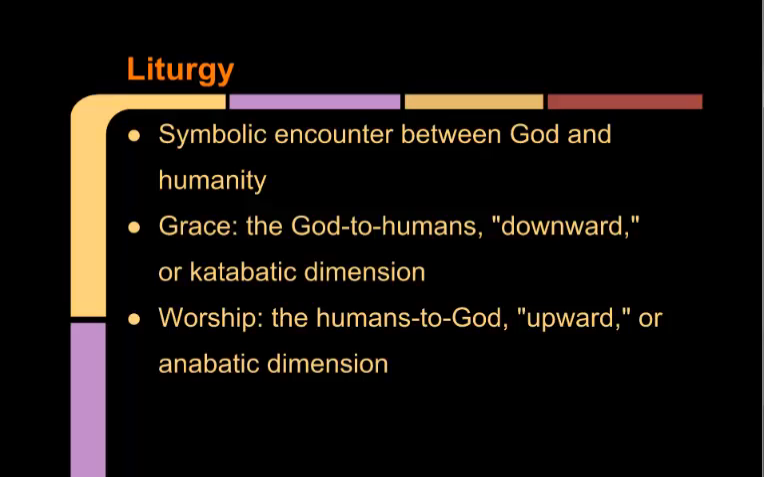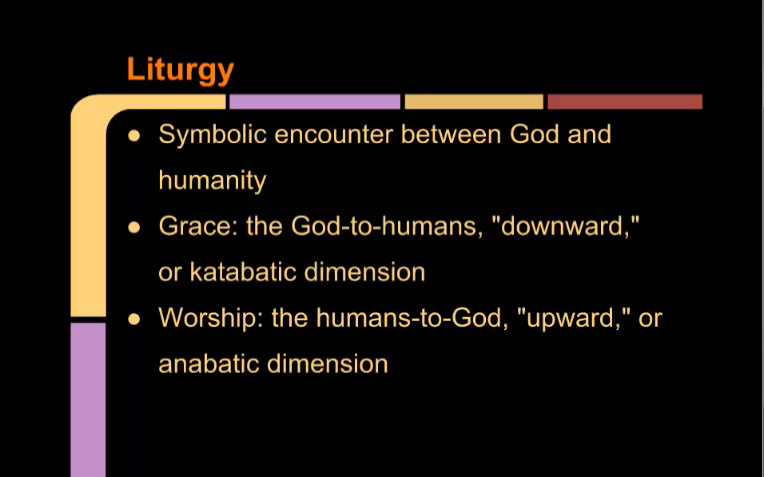So if we look at liturgy, what do we see? Well, liturgy is a symbolic encounter between God and humanity. It's a place where God and humanity meet. So it's both God's work that we saw before, which we usually call grace, which you can think of as God to human beings, downward if you want to use an up and down cosmology. Sometimes it's called the katabatic dimension. I won't use that term very much in this course, but you might see it in some of the readings, so I have it here.